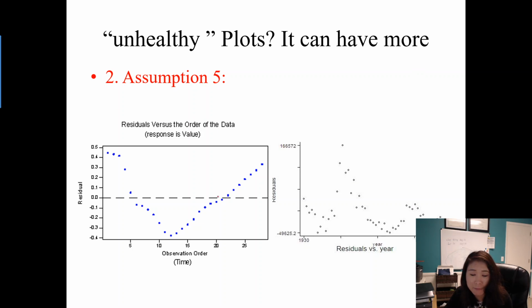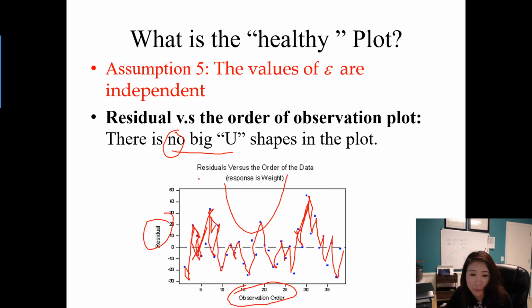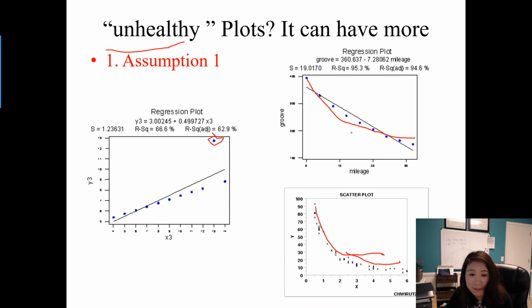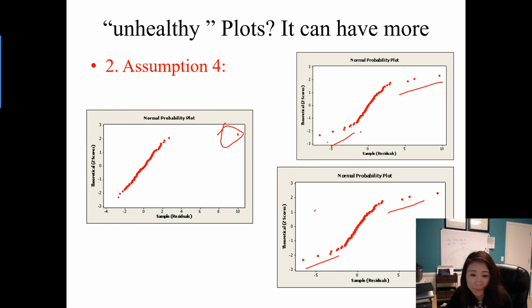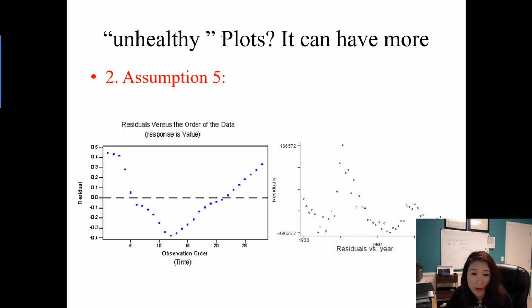So assumption 5, we are looking for the residual versus the order of observation plot. We're going to create it by ourselves. What we're looking for here is no big U shape. So look at the unhealthy plots here. Both indicate unhealthy plots. Look, is there a big U shape? You did see a big U shape. Similarly like that one, 1, 2, and 3. So there are 3 big U shapes. This one has 1 big U shape.